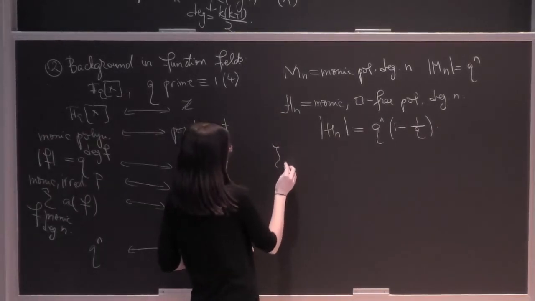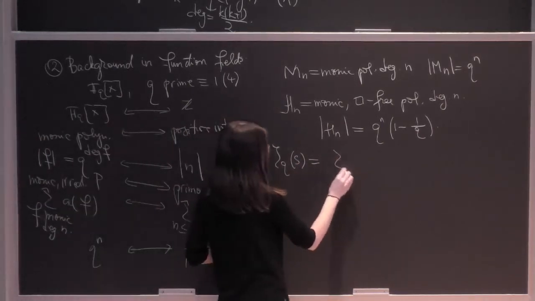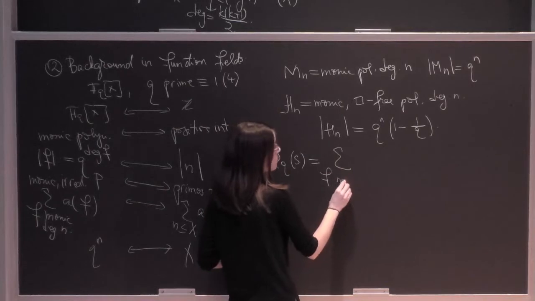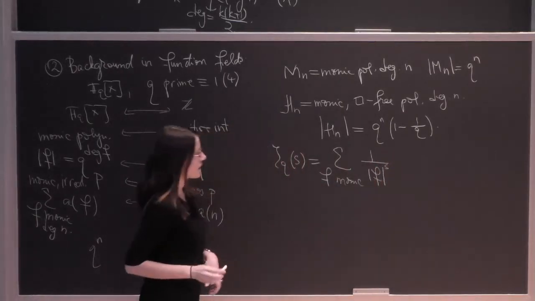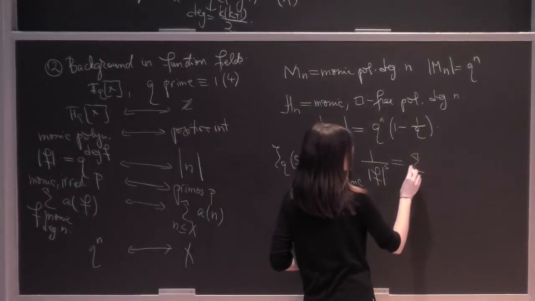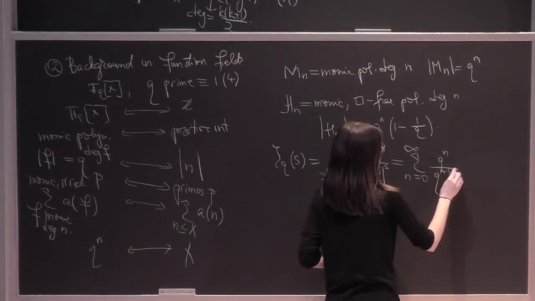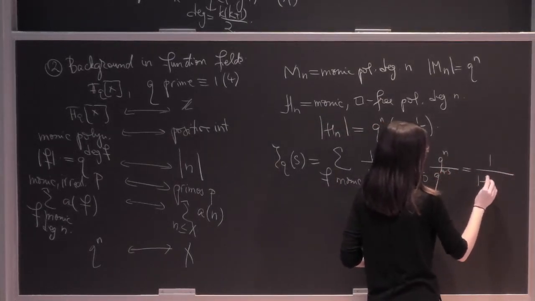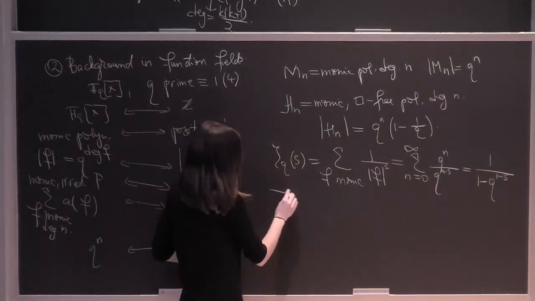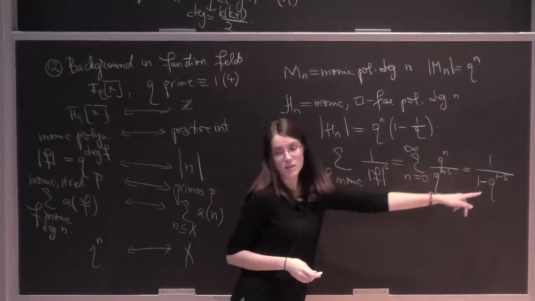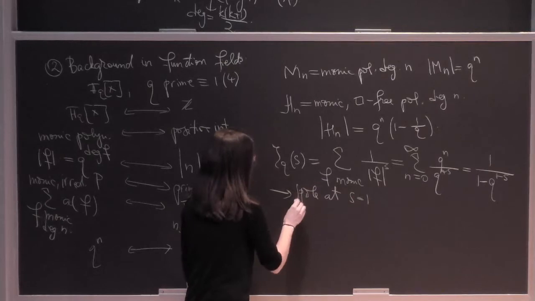Now, let me define the zeta function in this setting. Just like the usual Riemann zeta function, this will be a sum over monic polynomials of 1 over the norm of f to the s. And if I group the polynomials according to the degree, then this is just a geometric series. And the zeta function is just 1 over 1 minus q^(1-s). So it's very simple. And in particular, we see that we have a pole at s equal to 1. And we have no zeros.